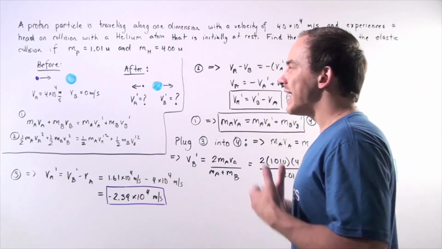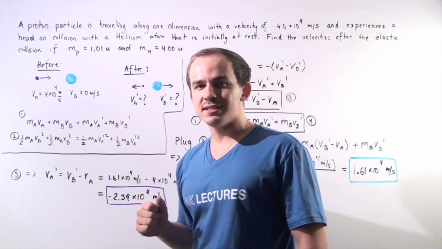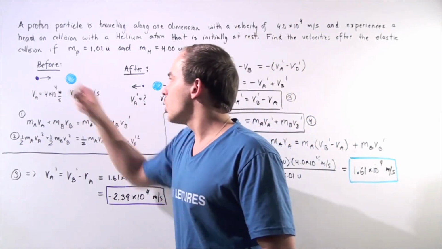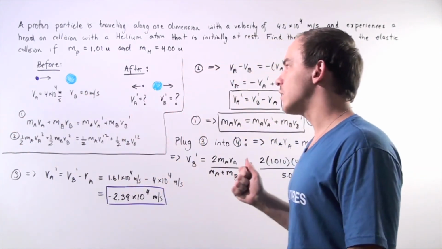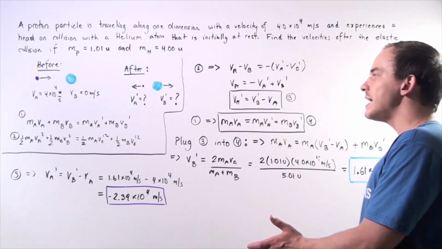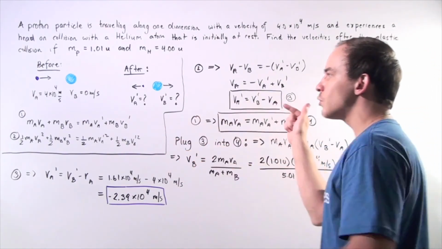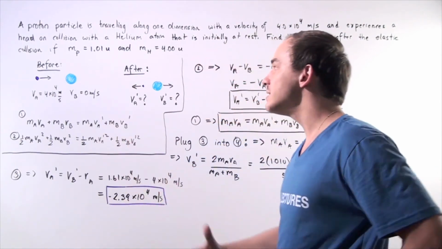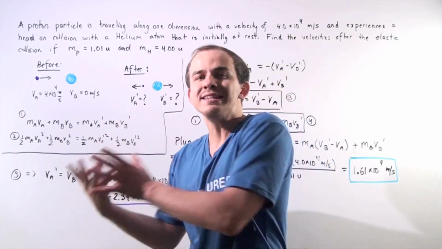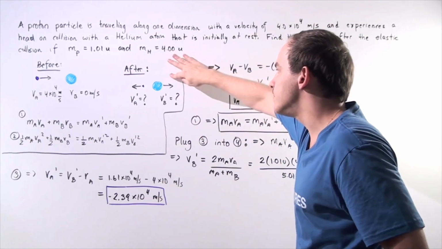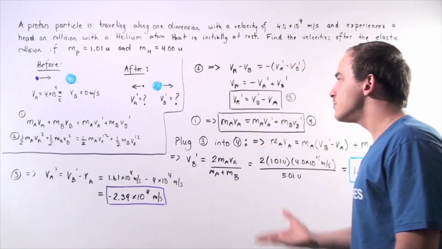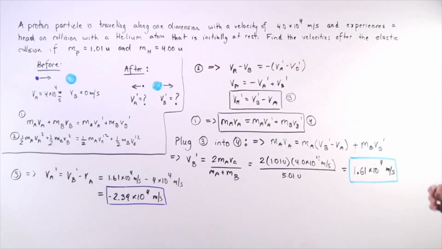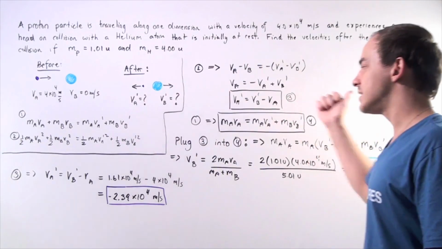So once again, initially the helium atom is stationary and the proton is moving in the positive direction. After our collision takes place, the proton reverses direction and the magnitude decreases because some of that kinetic energy went into the helium atom. And so now the helium atom is moving with a velocity equal to 1.61 times 10 to the 4 meters per second, and it's moving in the opposite direction.